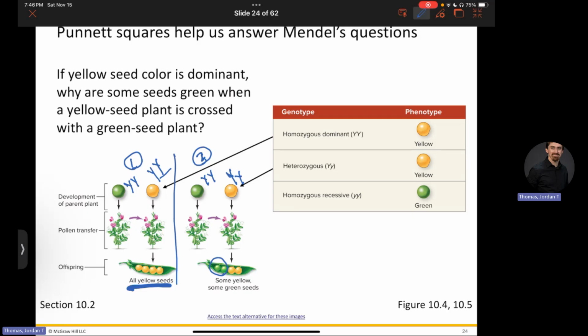So when you do what's called a test cross, you're trying to see what genotype the yellow seed is. If it produces all dominant offspring, or offspring with all dominant traits, it's a homozygous dominant because it cannot pass recessive traits. But in example 2 here, if you get offspring that do have the recessive trait, that means the yellow seed has to have a little y.